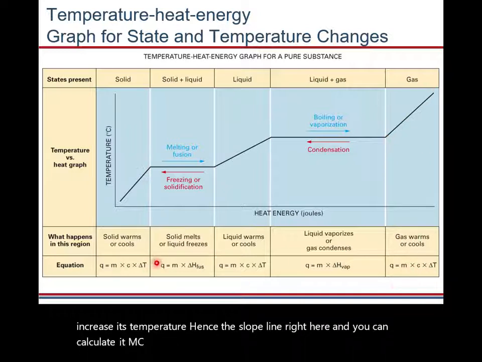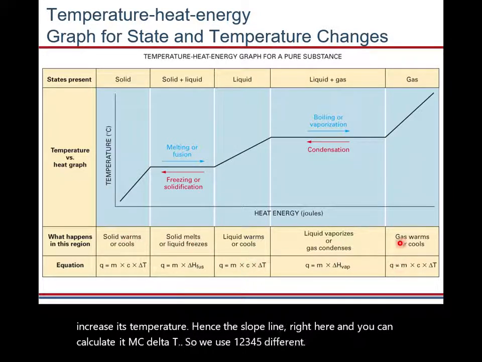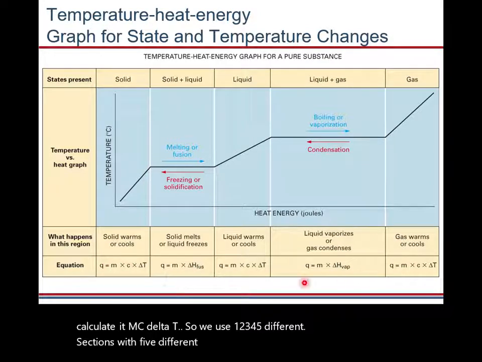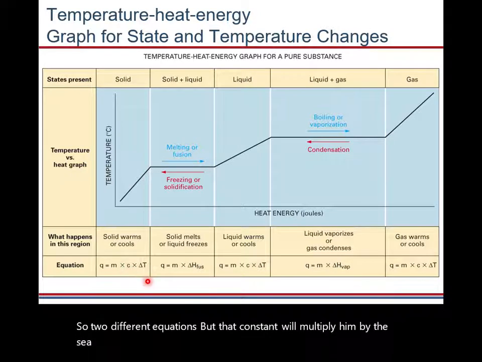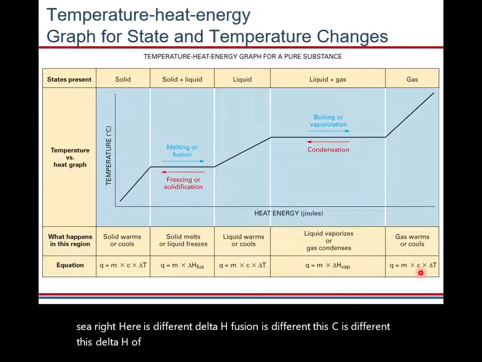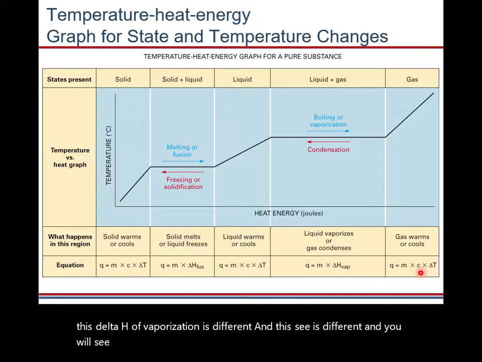So we use 5 different sections with 5 different calculations: three with the same equation, mc delta T, and two with the same equation, m delta H. So 2 different equations, but the constant you multiply them by is different. The C right here is different. Delta H of fusion is different. This C is different. This delta H of vaporization is different, and this C is different. And you will see in the next slide when I use an example.